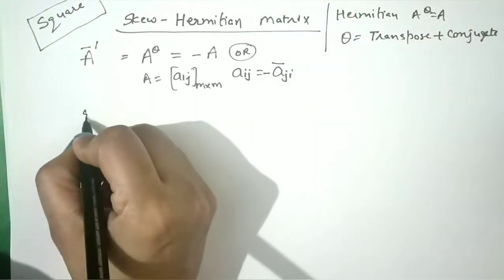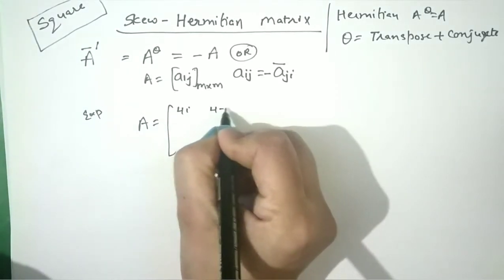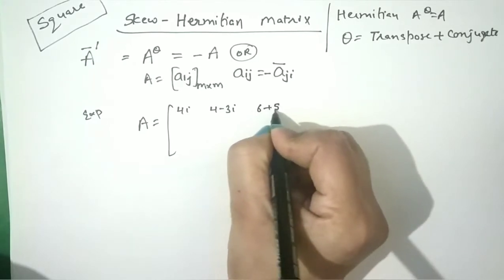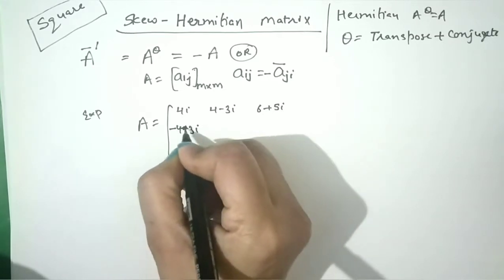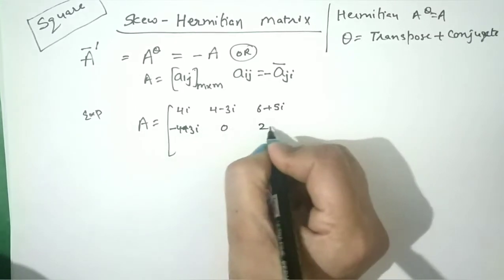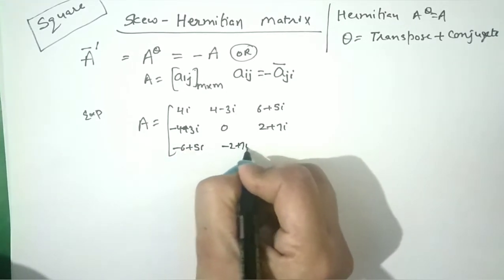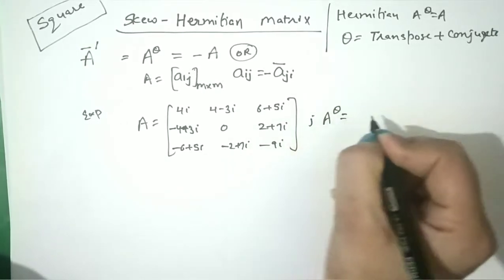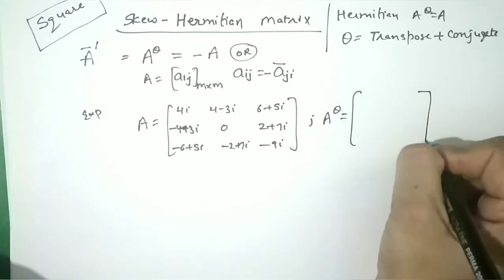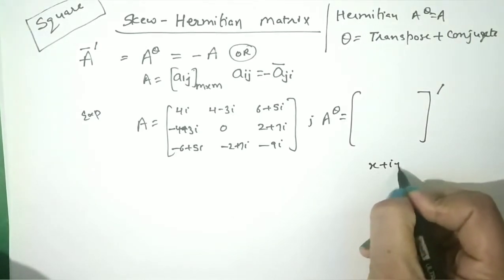One example of this is, if we take A as 4 iota, 4 minus 3 iota, 6 plus 5 iota, minus 4 plus 3 iota, minus 4 minus 3 iota, here it is minus 0, 2 plus 7 iota, minus 6 plus 5 iota, minus 2 plus 7 iota, and minus 9 iota. You have to find A theta. For A theta, we have to apply two operations, conjugate and transpose. First we apply conjugate. Conjugate means you convert iota to minus iota.